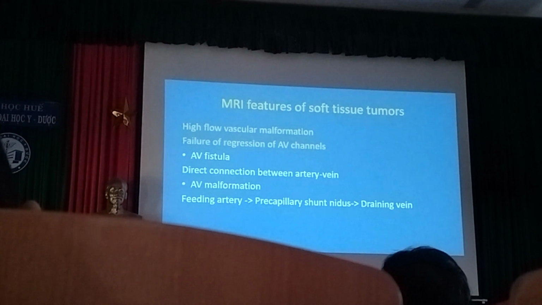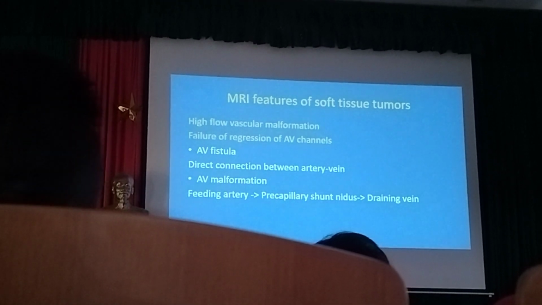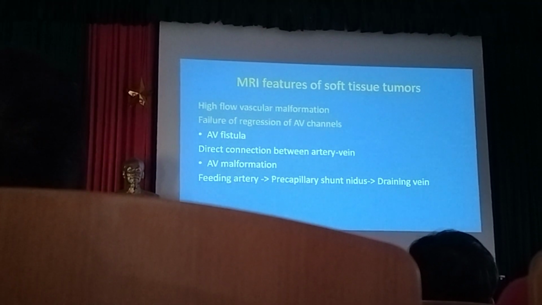And the other thing is when you have high vascular flow, it can be AV fistula or AV malformation. If you can see the nidus, we can call it AV malformation.